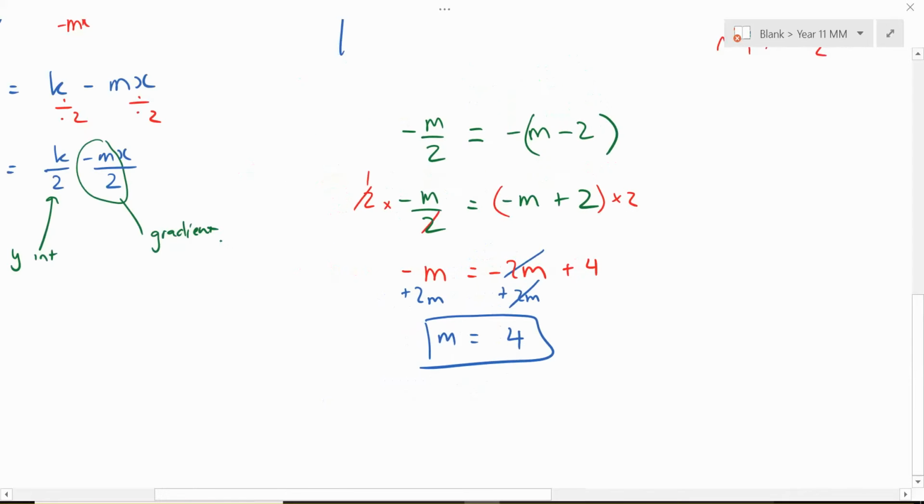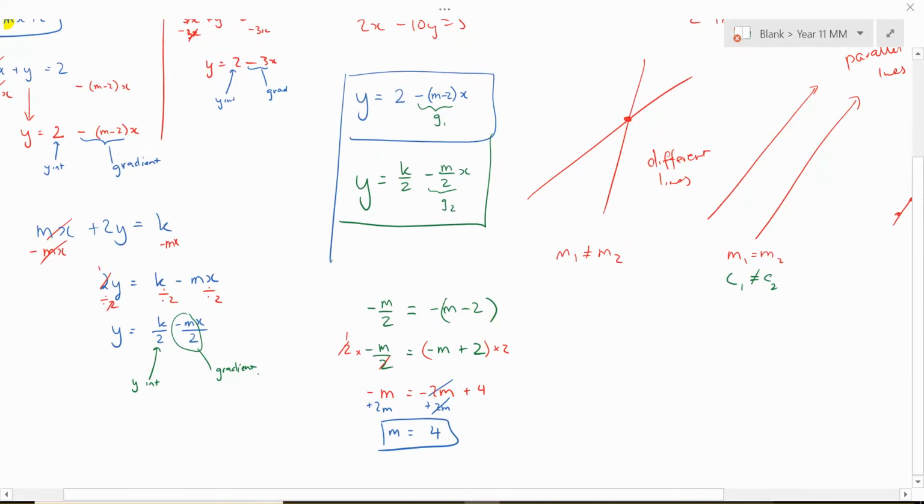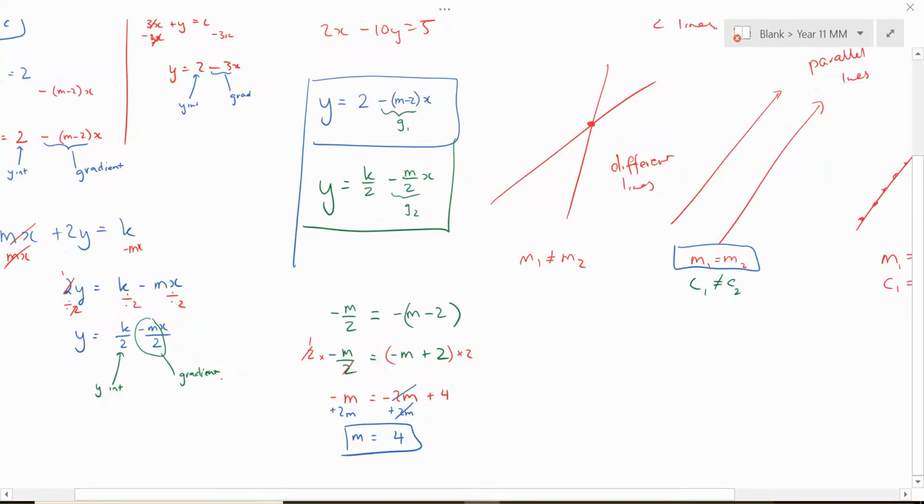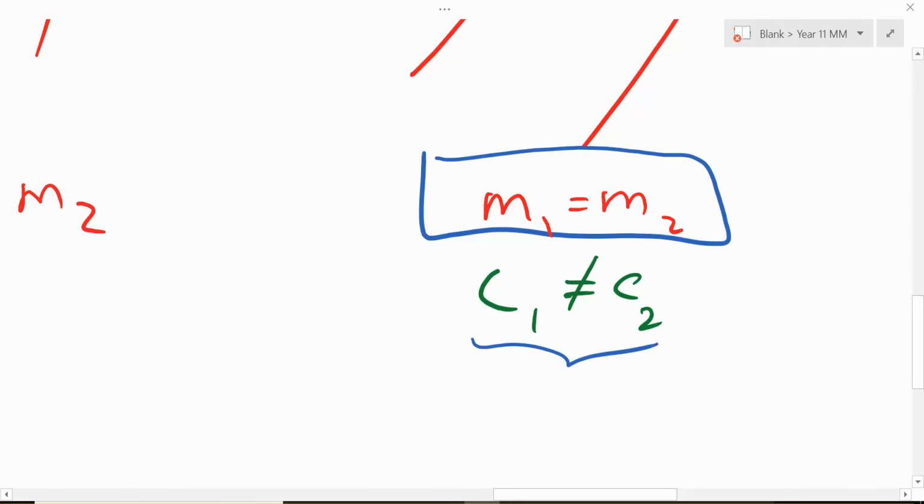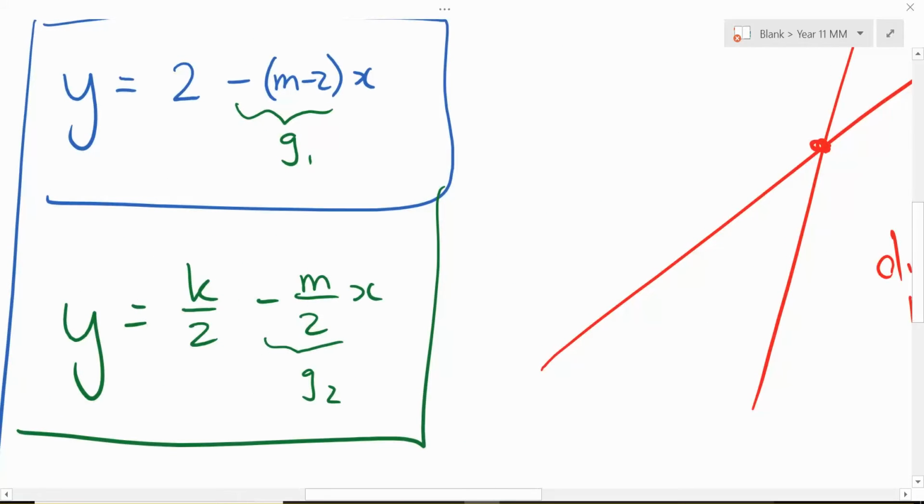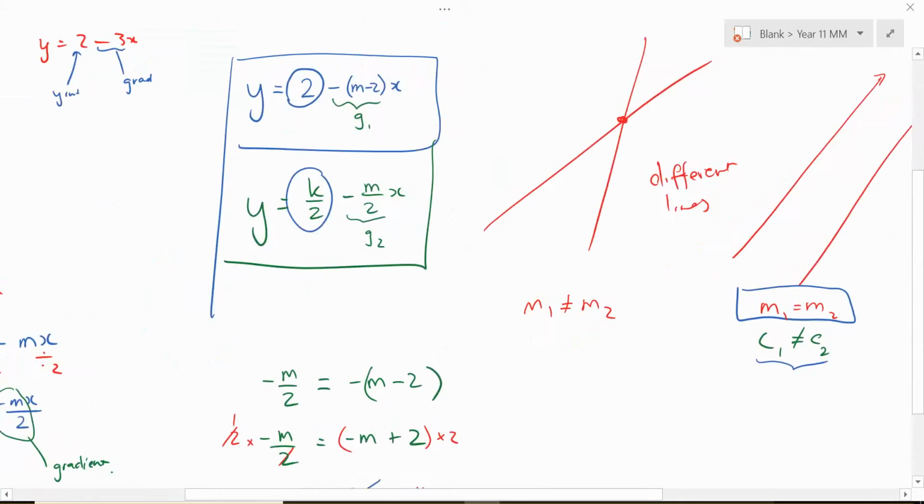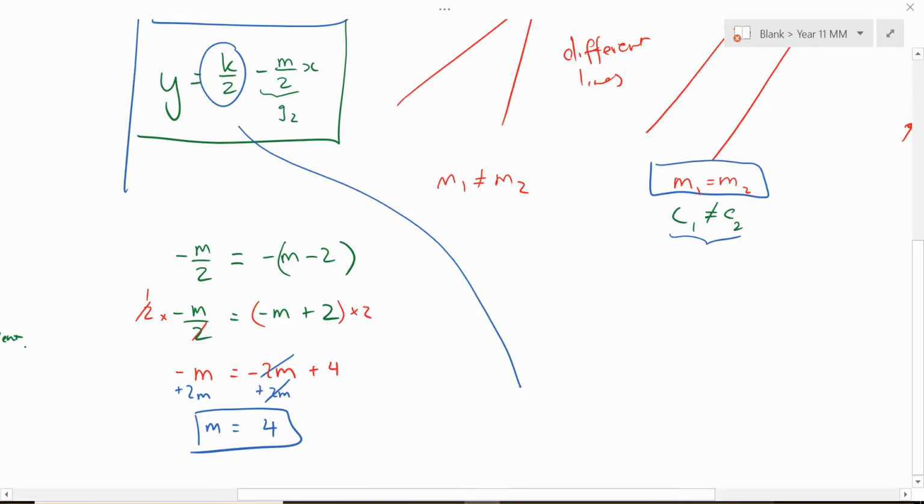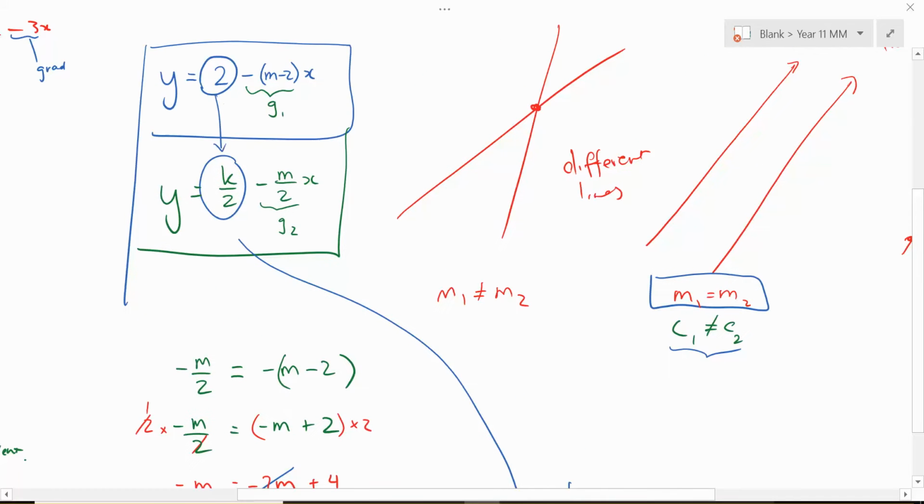But you haven't answered the question yet. You just found out m. What about k? See, m, you told me that the gradients have to be the same, but not only that, for it to be parallel, you had to make sure the y-intercepts don't equal each other. Okay, so if you were to do this one now, y-intercept is currently 2, and that's k on 2. So the question is, if the y-intercepts can't be the same, so currently the y-intercept is k over 2, and we don't want that to equal 2, because that's the y-intercept, what can't k be?